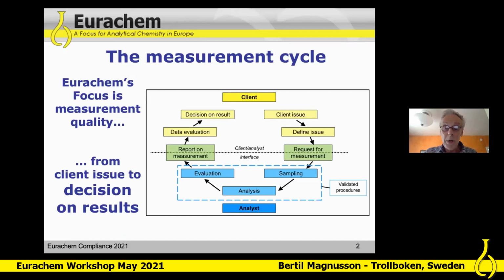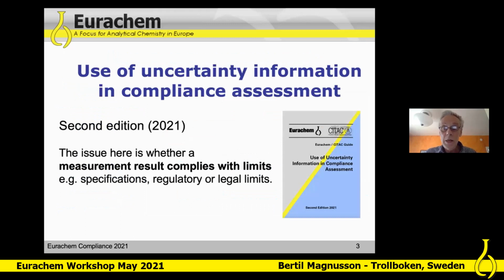And after sampling and doing the analysis, we come up with a result. And then we can compare this nickel release from the jewelry with a limit, and we can take a decision on result. And this is the focus of this presentation. So here is the guide. And the issue here is actually here. We have a measurement result, and we want to know if this, in this case, the nickel release, complies with a specified limit.